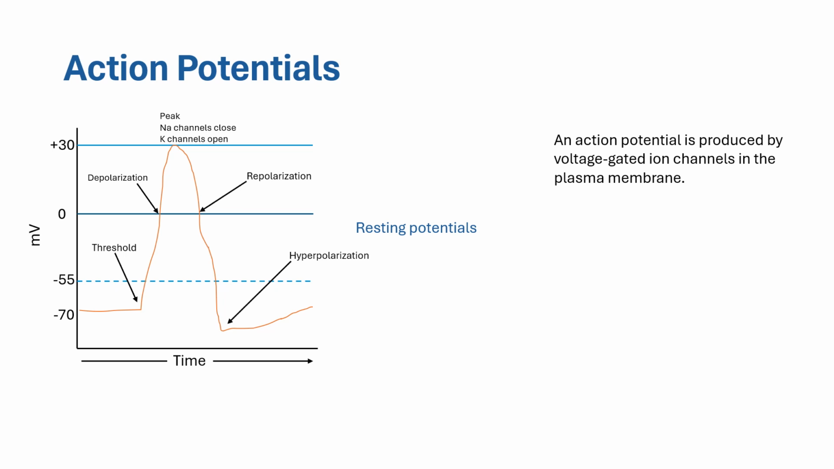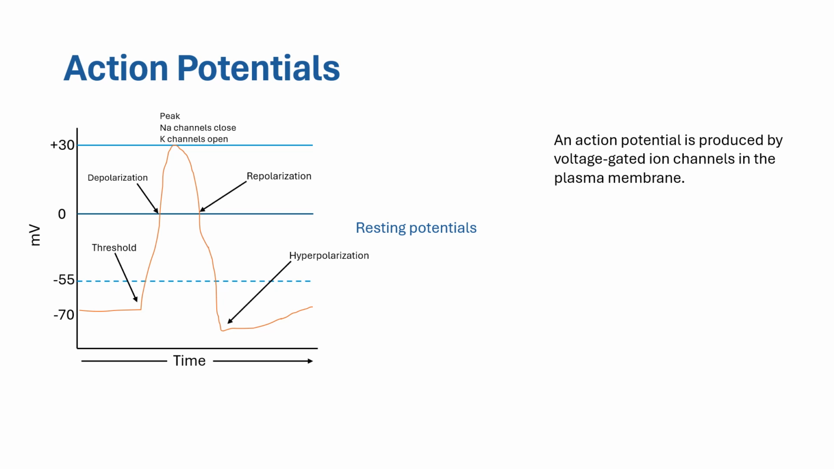This causes depolarization of the neuron. As the membrane potential reaches 0, it then becomes positive. This is the rising phase of the action potential. The influx of positive ions creates electrical signals known as the action potential, which then travels down the neuron.